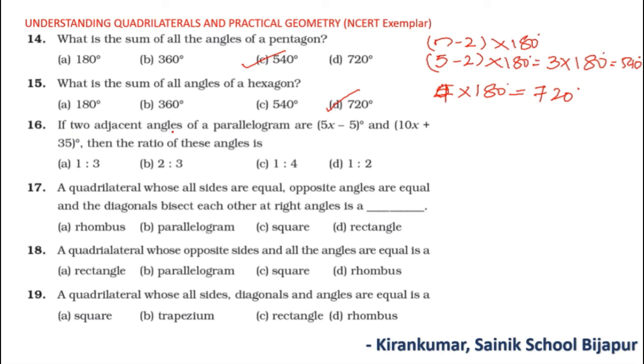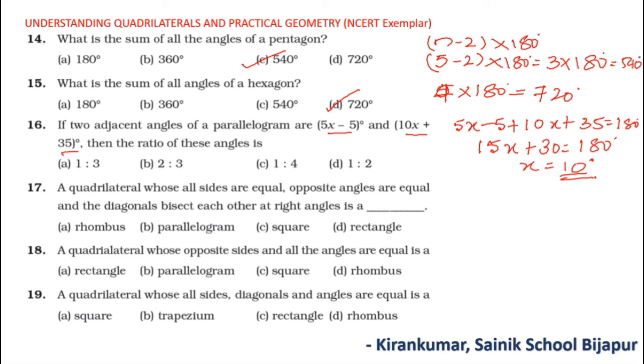If adjacent angles of a parallelogram are 5x minus 5 degrees and 10x plus 35 degrees, then the ratio of these angles is? First we need to find the angles. For that we can make use of the fact that adjacent angles are supplementary. So 5x minus 5 added to 10x plus 35 is 180 degrees because they are co-interior angles. On simplification, it becomes 15x plus 30 equals 180 degrees. So the x value we can find, it will be 10.